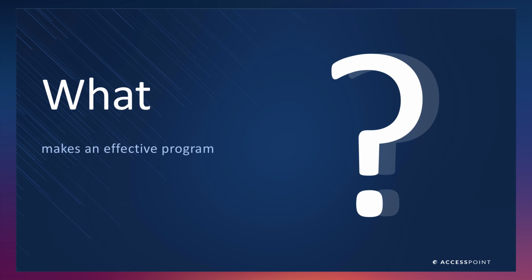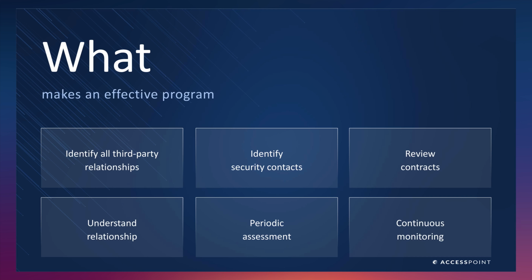So now that we understand the risks, we want to talk about what makes an effective program. I kind of break it down into a few simple items. One, you want to be able to identify all your third-party relationships. There are the ones that you're going to know about that IT has brought in, but there might be some that end users have brought in. So you need a way to identify each relationship in your organization.